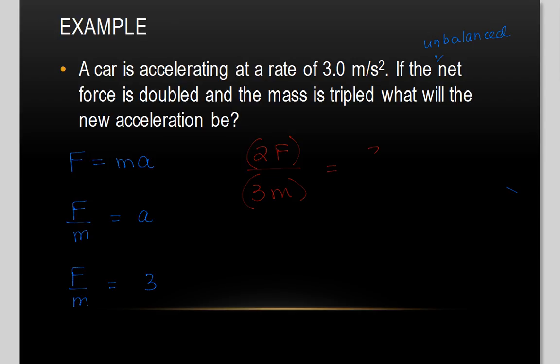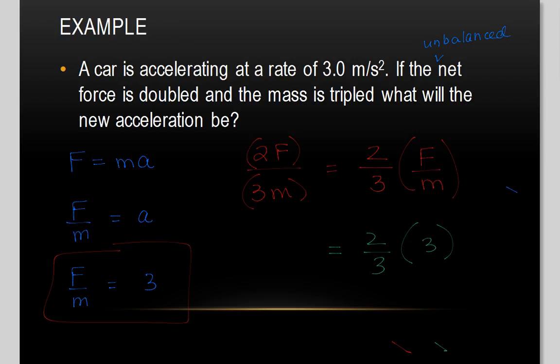So then what you can do is just slide the 2/3 to the front as a coefficient and write F over m in a bracket. And what do you know F over m is equal to? F over m is equal to 3. So you can do a substitution there. So 2/3 times 3. Those 3's will cancel and you'll be left with 2.